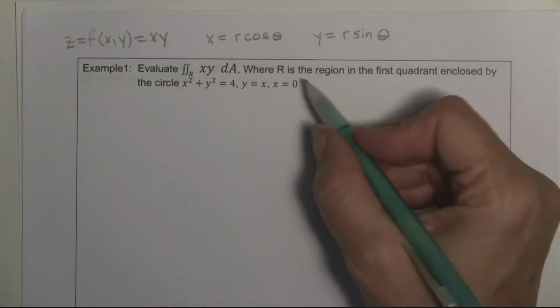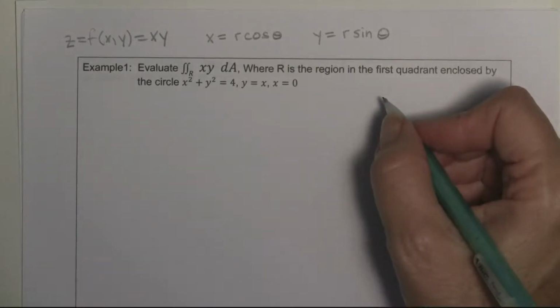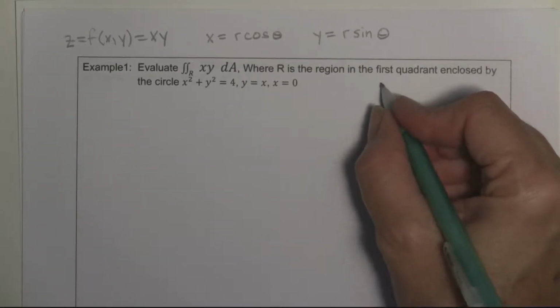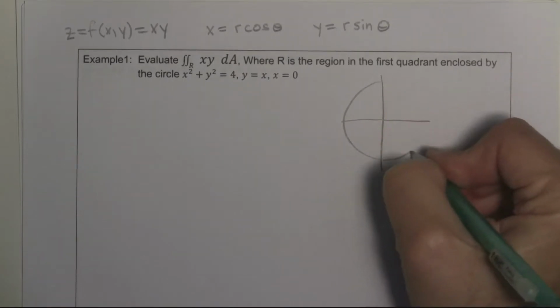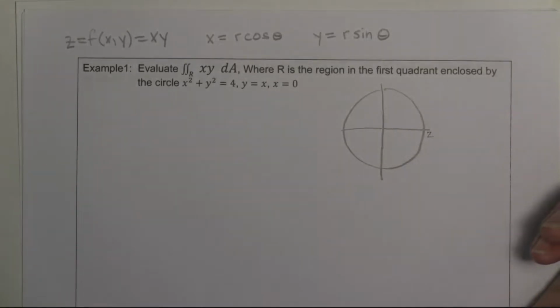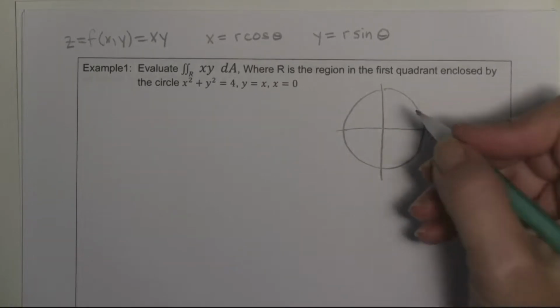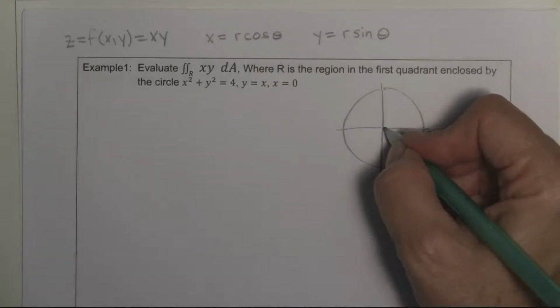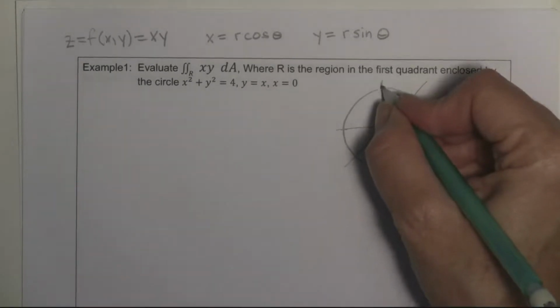So I want to draw in 2 dimensions, I want to draw this. So x squared plus y squared equals 4. So if I draw this here, it's a circle, and radius of 2, right? So radius of 2. And then I want to also draw on here y equals x. So here's y equals x. And also I want to draw on here x equals 0.